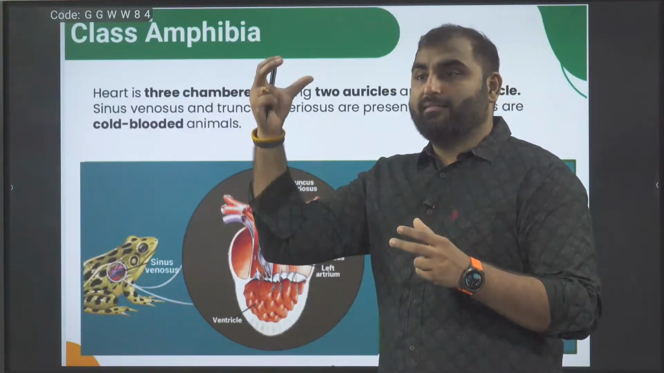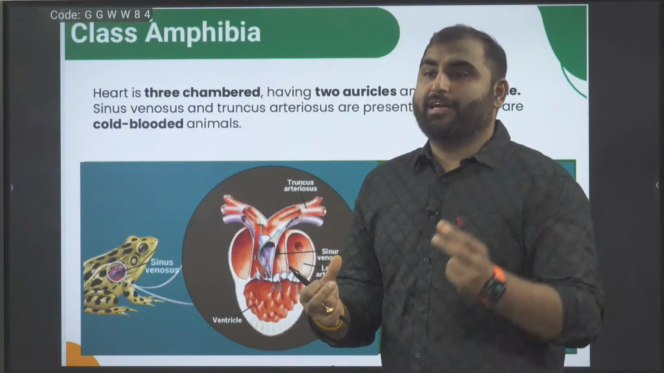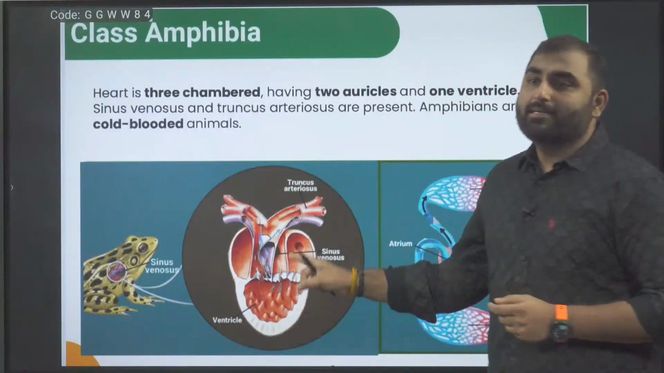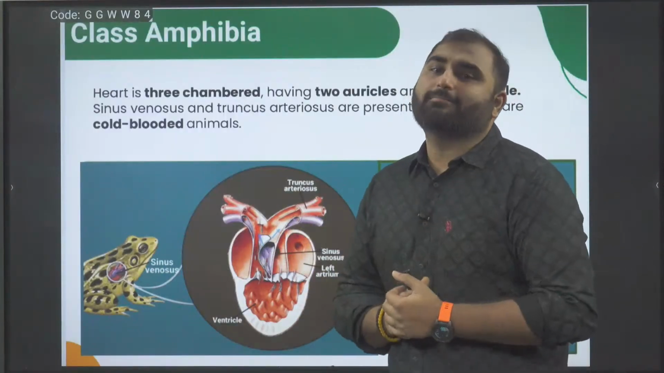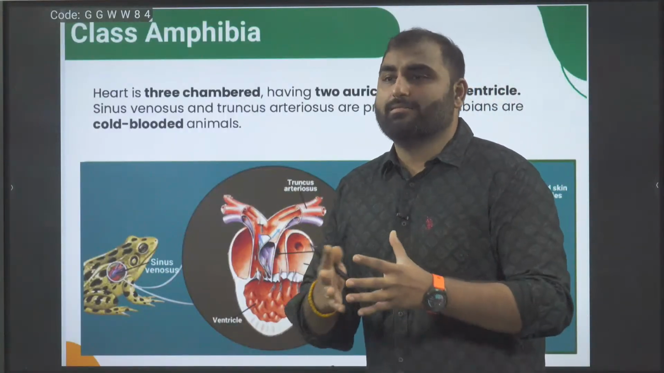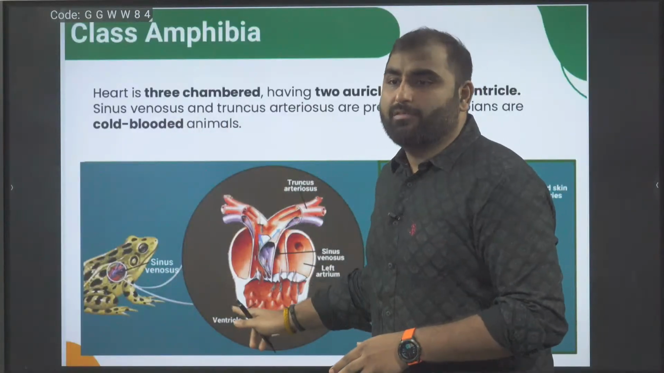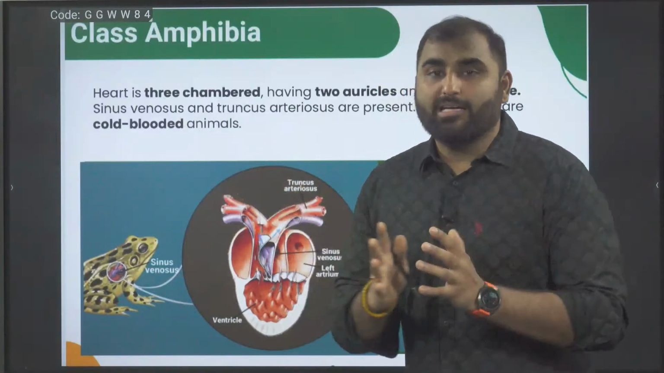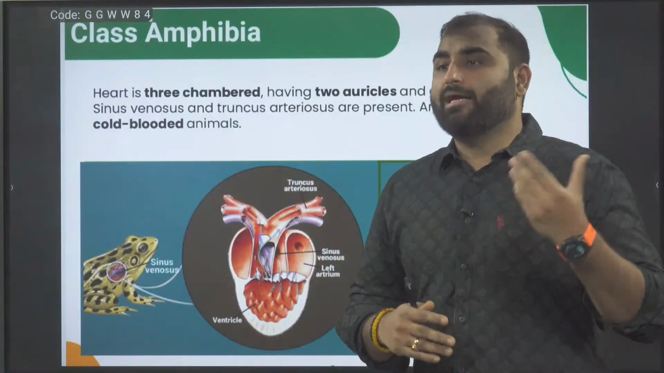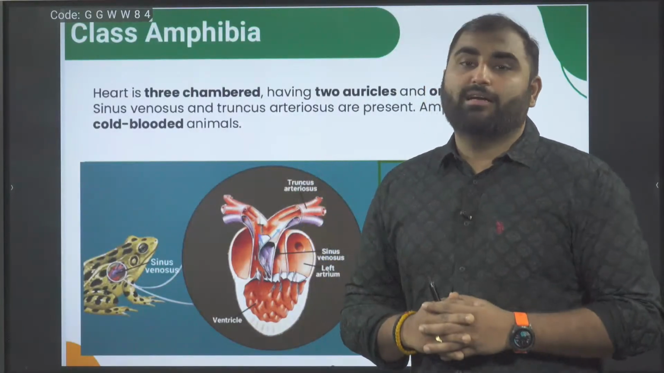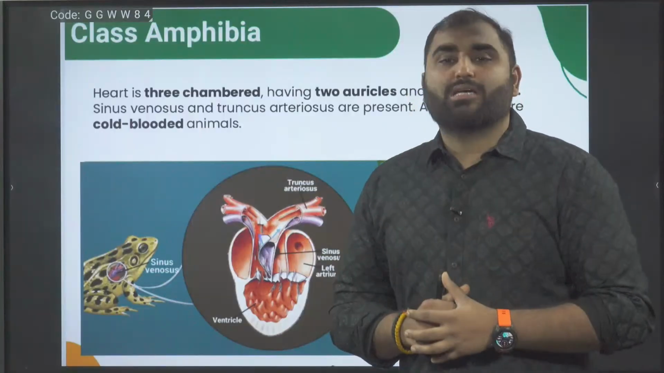But the problem is that the right atrial deoxygenated blood and the left atrial oxygenated blood get mixed in the common ventricle. So now the blood has become mixed and does not have that much oxygen saturation. With the help of the ventricle, the blood is pumped, not completely oxygenated, not completely deoxygenated. It comes out through the conus arteriosus.